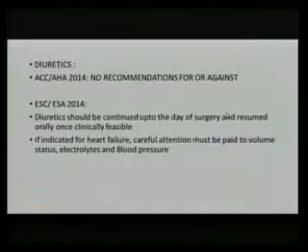What about diuretics? ACC-AHA actually does not make any recommendation for or against continuing diuretics. The European Society of Cardiology does say that it should be continued up to the day of surgery, probably held on the morning of surgery and resumed when it's clinically feasible. Again, this is your normal patient who's on diuretics purely for blood pressure control. If the indication is heart failure, then probably the patient should be on it, and you should pay close attention to hemodynamic status and electrolyte levels.